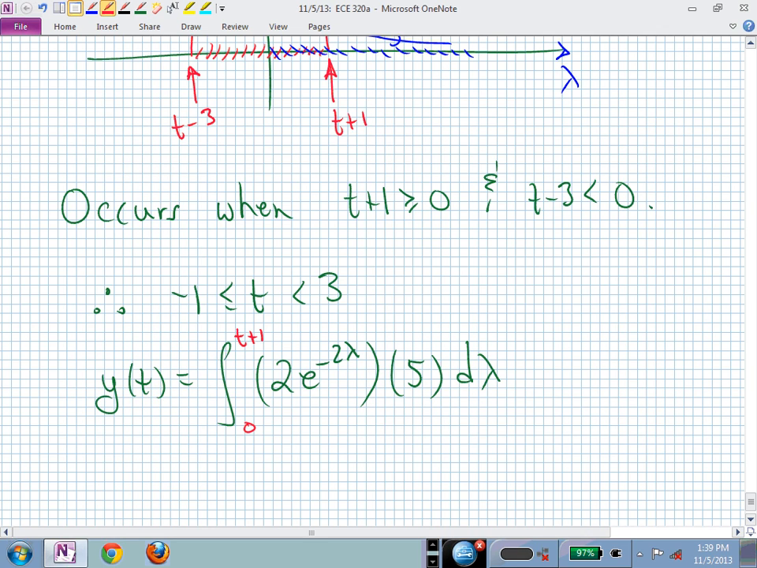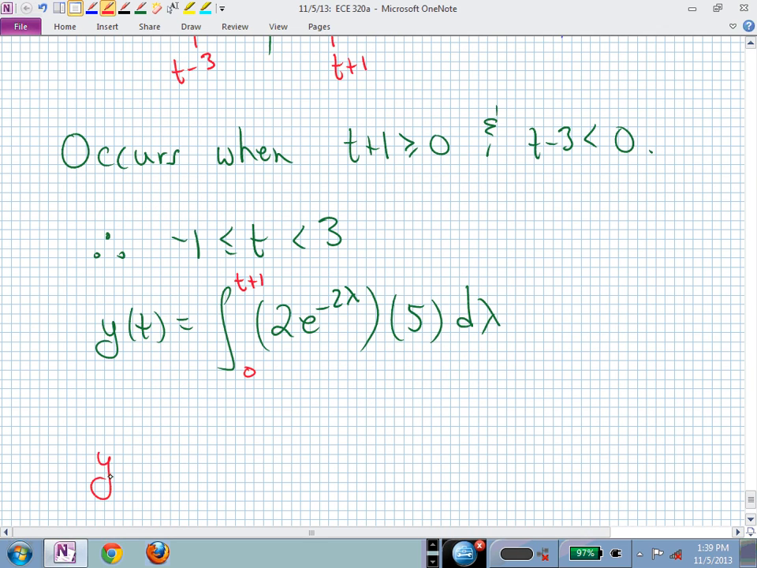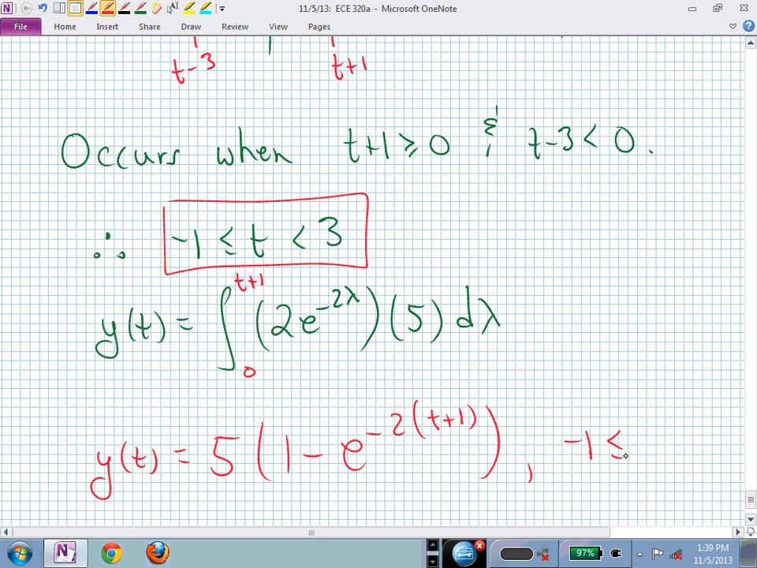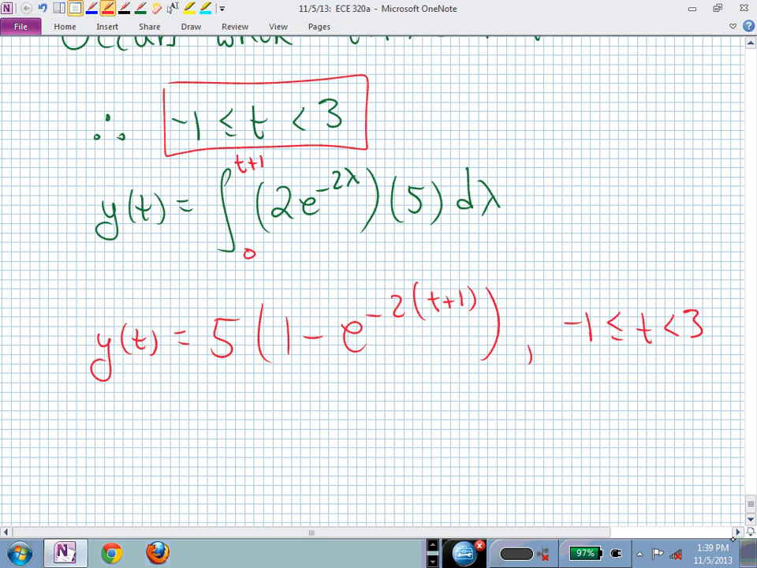And if you integrate this, you end up with y of t equaling 5 times 1 minus e to the minus 2 t plus 1. And that's true for what values of time? Well, we just found that to be true as long as t is between -1 and 3. Then we have this picture.